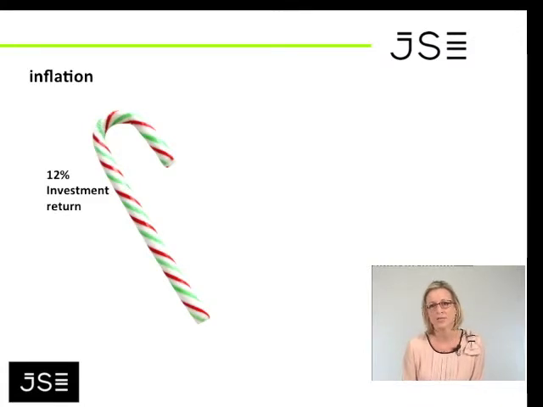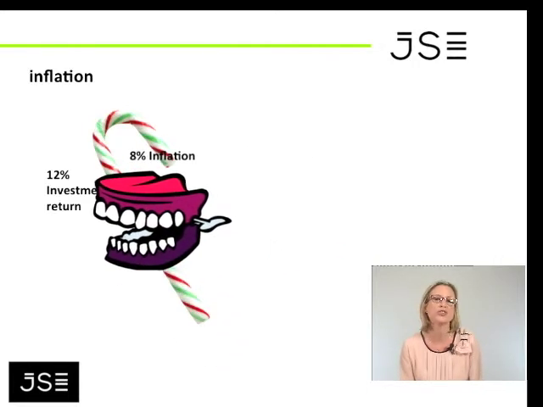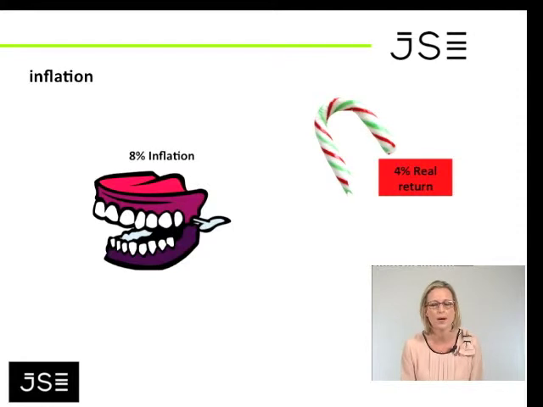Now, say at the same time that unfortunately inflation or prices have risen on average 8% for the same period. Can this investor actually say he's made 12% in return? Well, no. Unfortunately, his purchasing power of that return has been reduced, eaten away, eroded by this inflationary evil. And in fact, only 4% real return has been realized.